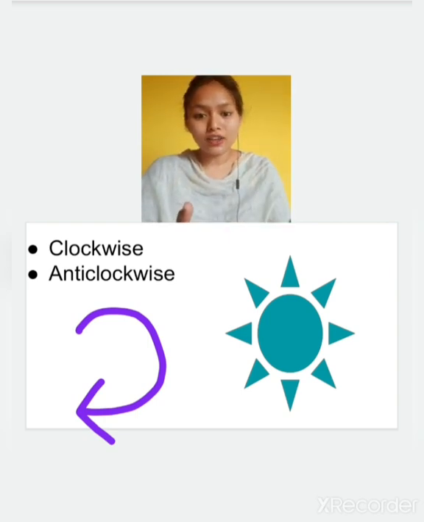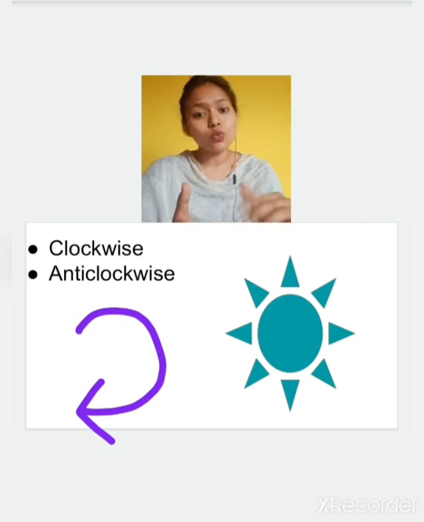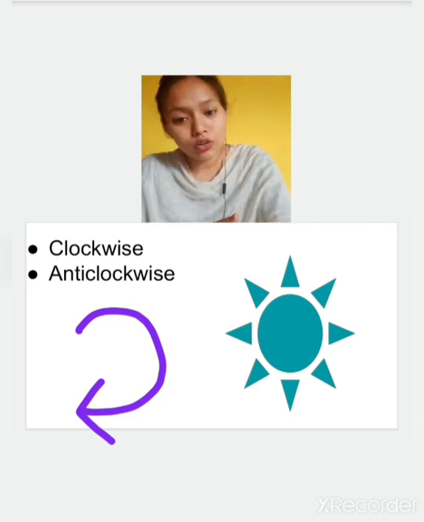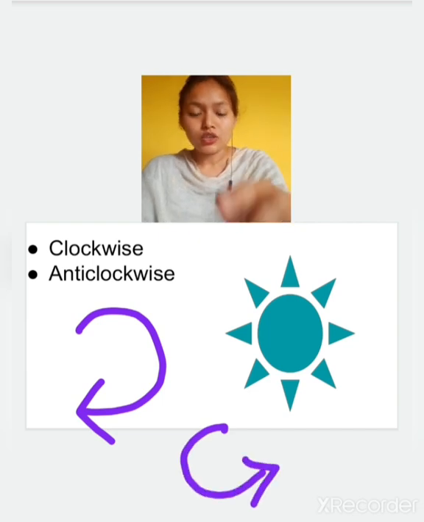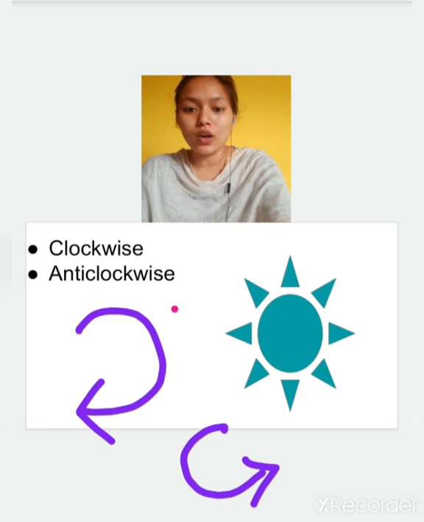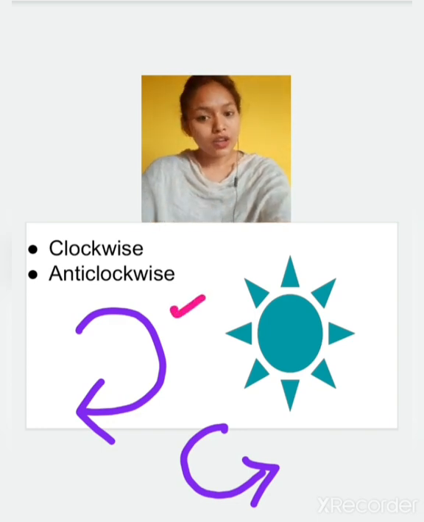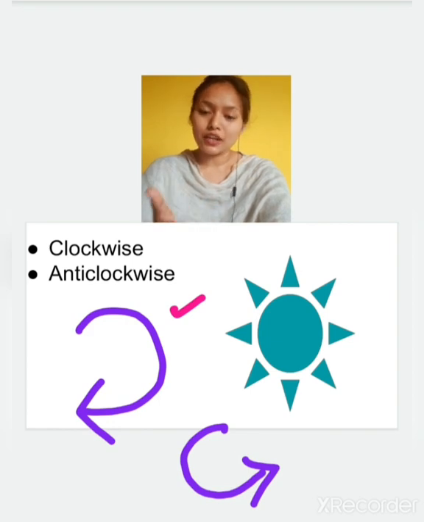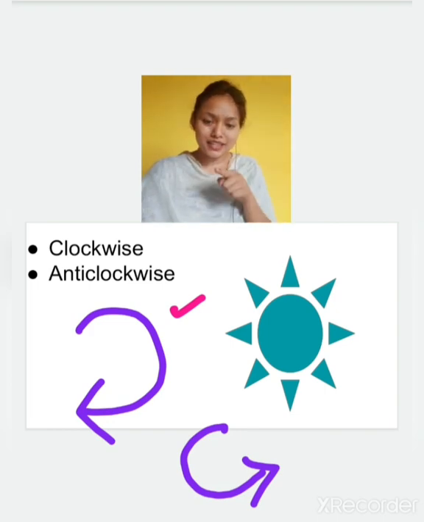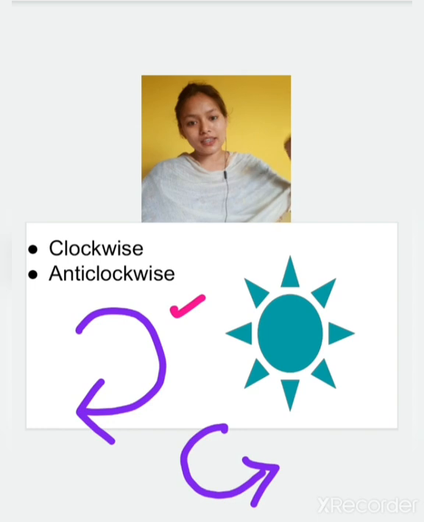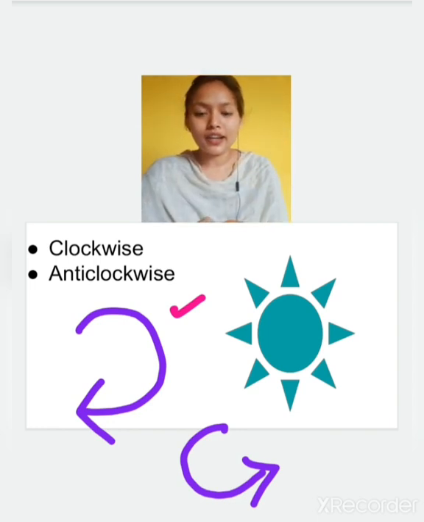And what does anti-clockwise mean? Opposite to how a clock moves. So the anti-clockwise direction will be like this. When we rotate something in the clockwise direction, that will be clockwise, and when we rotate it in the opposite direction, it will be anti-clockwise. Clockwise means like this, and anti-clockwise means like this. So clockwise and anti-clockwise are two types of rotations.